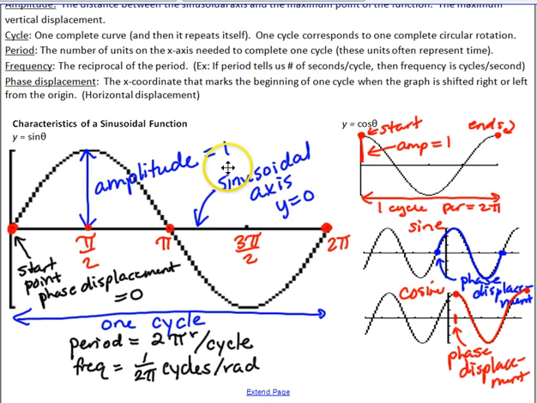The second characteristic is the amplitude. The amplitude is the distance from the sinusoidal axis to the top of the graph or from the sinusoidal axis to the bottom of the graph. The amplitude for the sine function is 1.